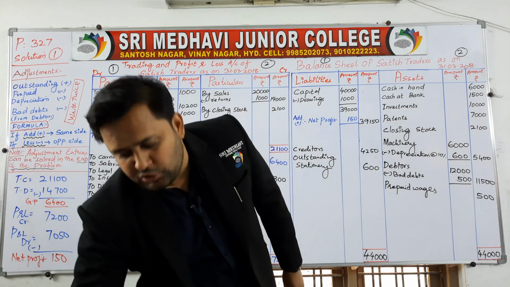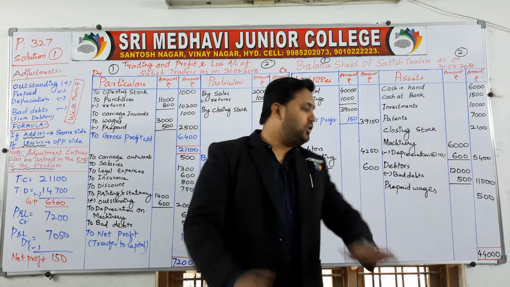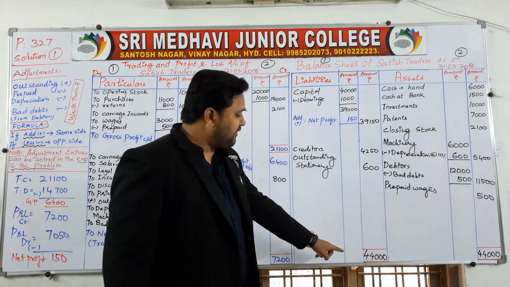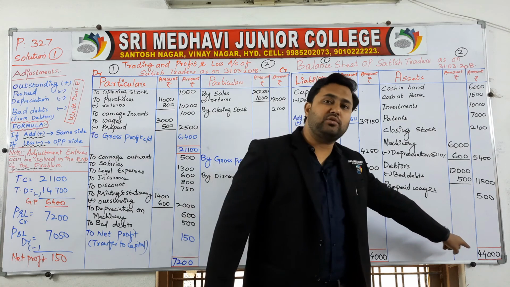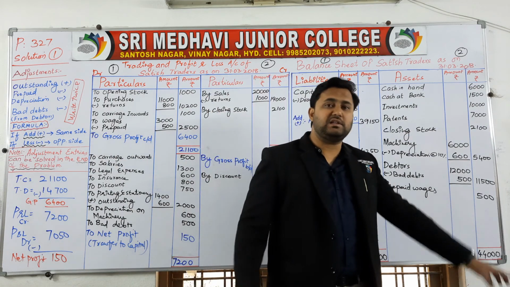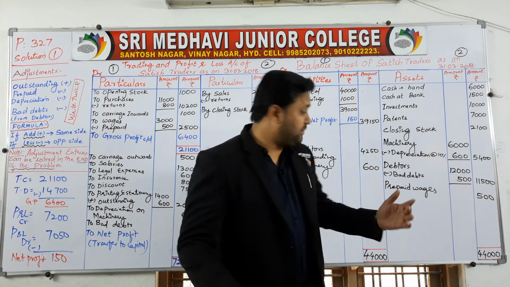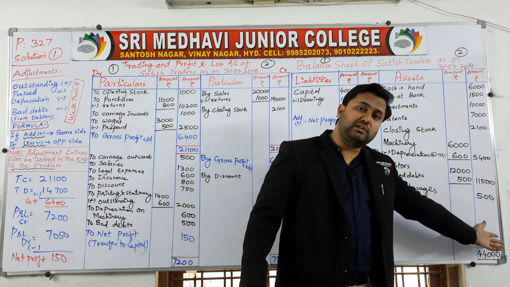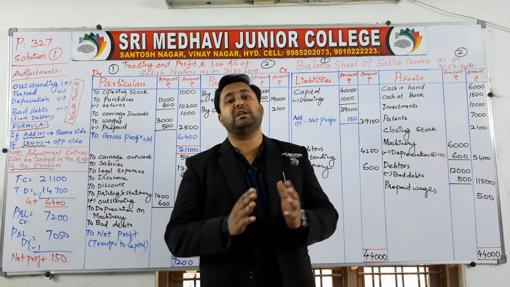This is how your balance sheet will be tallied if both totals are the same. Here 44,000, here also 44,000, then your balance sheet tallies. For example, here 5 lakhs, here 5 lakhs, your balance sheet will tally. For example, here 10 lakh rupees, assets also 10 lakh, liabilities also 10 lakh, then your balance sheet is tallied.